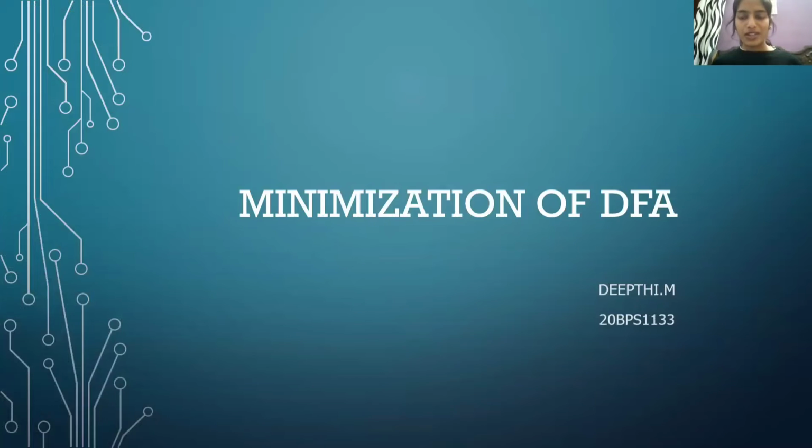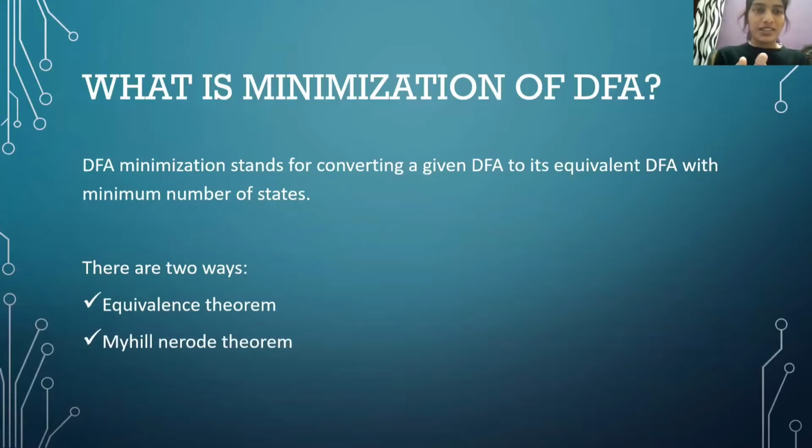So first let's see what is minimization. As the name itself suggests, minimization is nothing but converting the given DFA into the equivalent DFA but with a minimum number of states. We can achieve this in two ways: one is using the equivalence theorem and the other is using the Myhill-Nerode theorem. In this video I will explain how to reach the minimized DFA using the equivalence theorem.